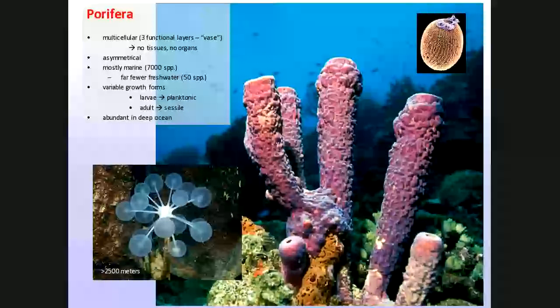Most sponges are going to be found in the ocean. There are a few freshwater species. The ones I'm aware of are very small, though. The freshwater species are not microscopic, but not very big at all. They have a variable growth form, which goes with the fact that they don't have symmetry, right?